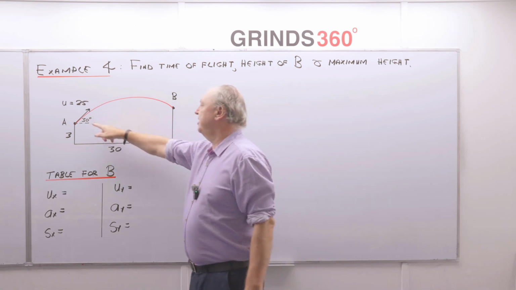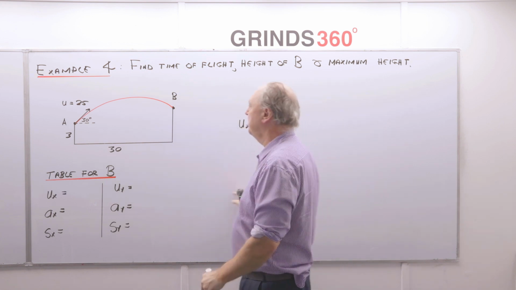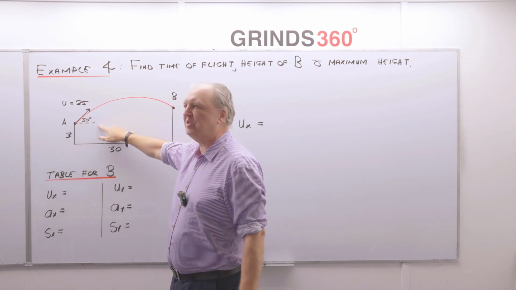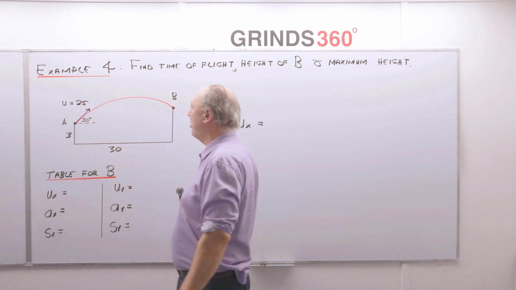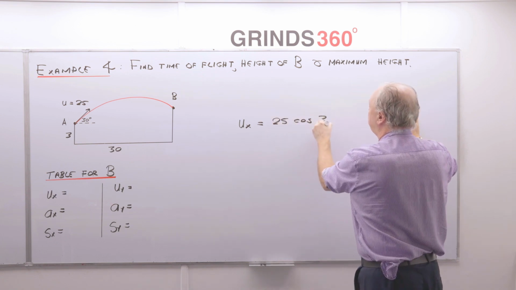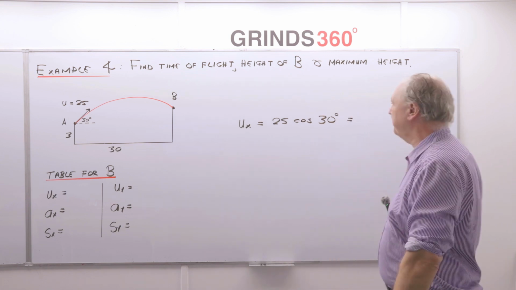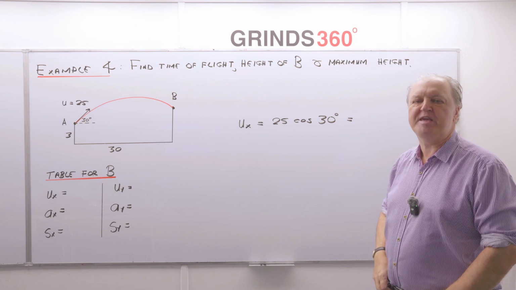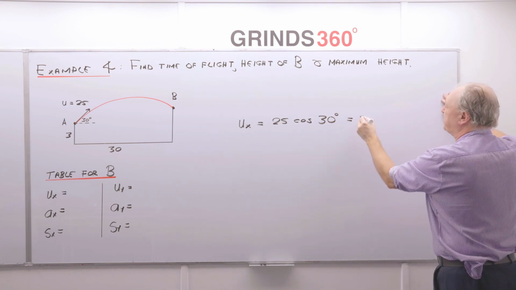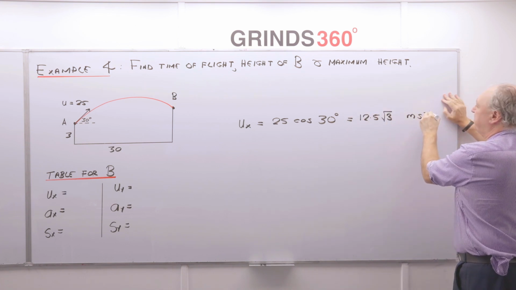So what have I got? I've got UX. Well, first of all, UX and UY will both be positive. So if I take X, right is positive, up is positive. So they'll both be positive. So UX is 25 cos 30 degrees. Put that into your calculator. If I put that into my calculator, I'll get 25 root 3 on 2. I can divide the 2 into the 25 if I want, because it gives me a nice decimal. So 12.5 root 3 meters per second.